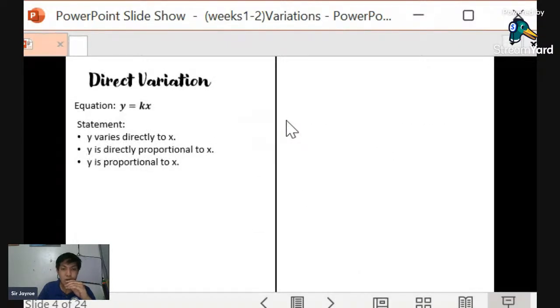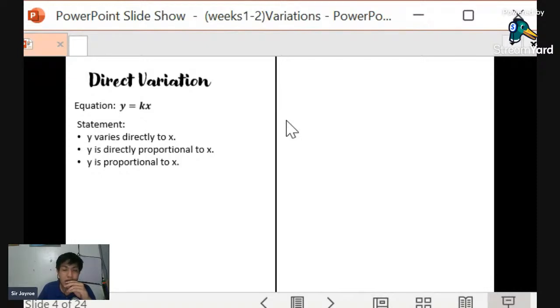Now, let's go to direct variation. So again, we have four kinds of variation. So we have direct, inverse, joint, and combined. So the first variation that we're going to tackle is direct variation. So we have the word direct, no? Now, in every variation, we have an equation and a statement. And then later on, we're going to compare kung anong pinagkaiba-iba nila. So for direct variation, the equation is y is equal to kx.